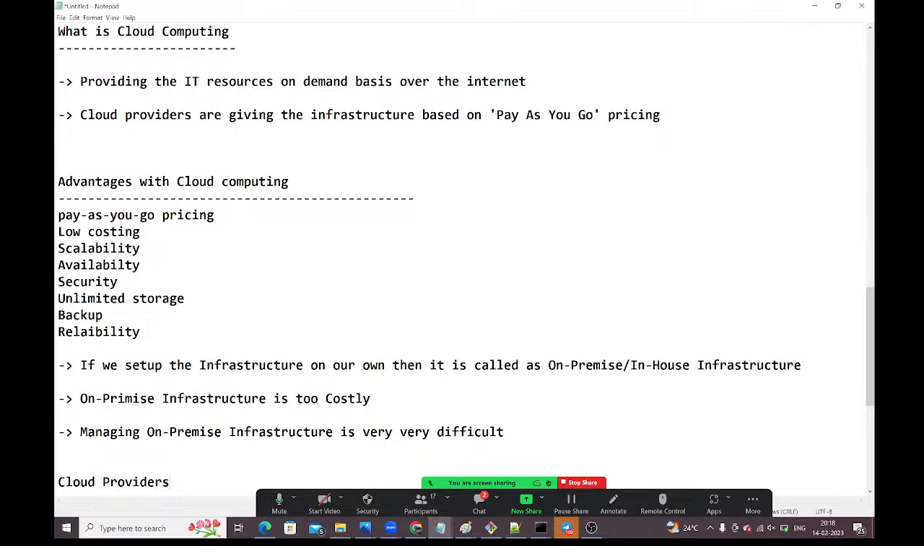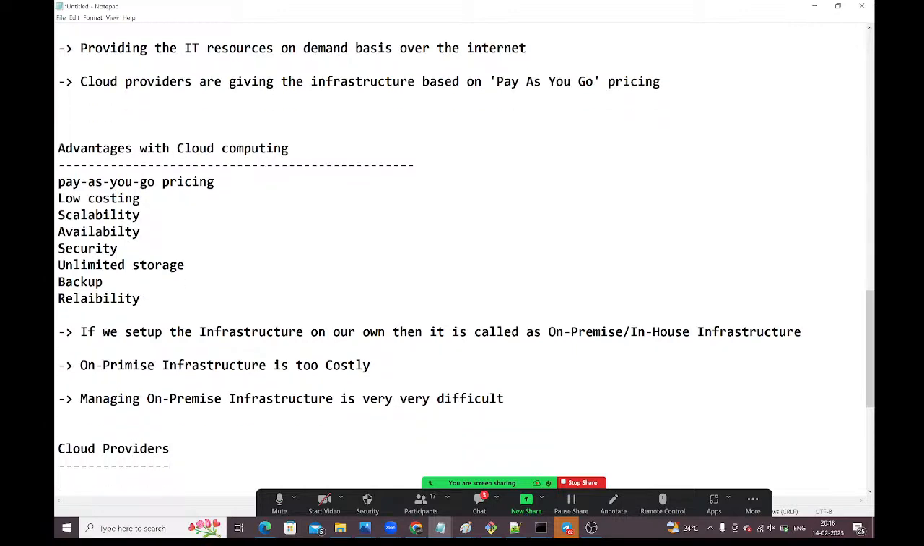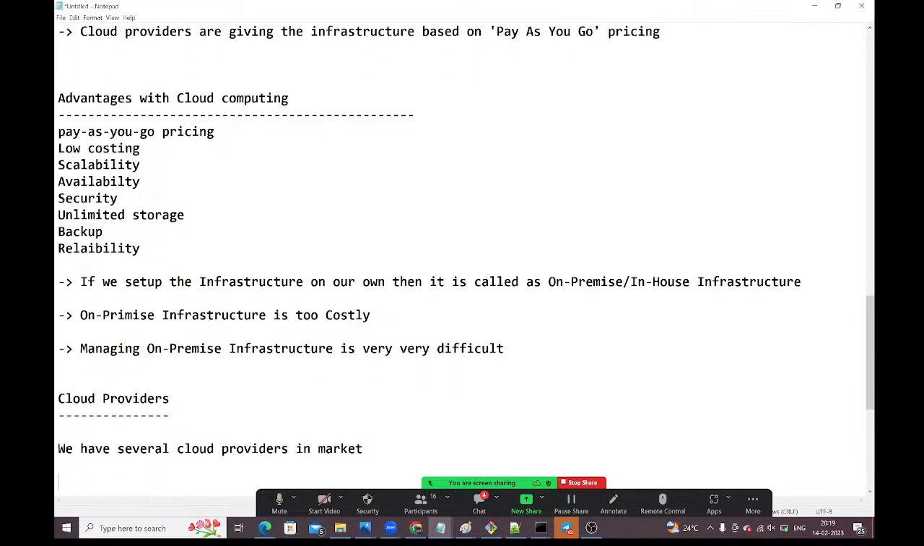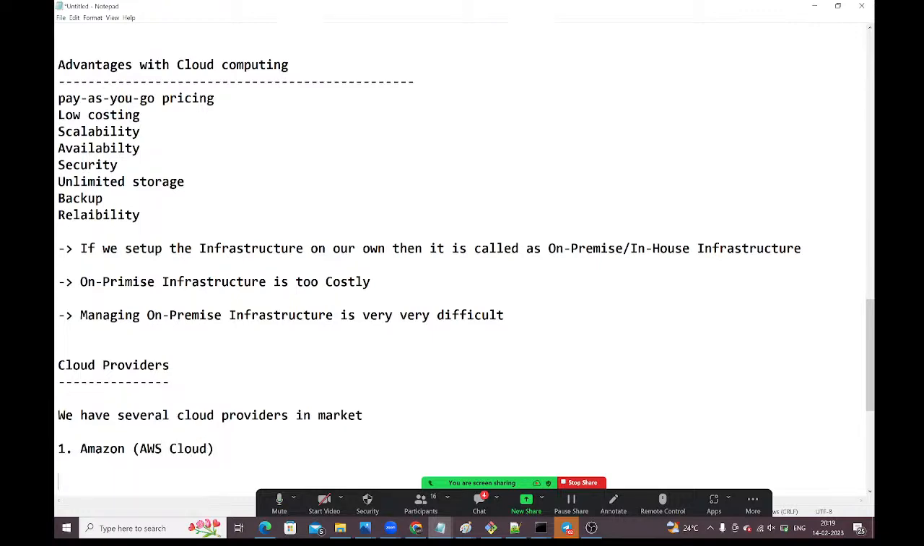Here we have several cloud providers in the market. See, guys, the first one is Amazon. Amazon is one of the cloud providers. We will call it AWS cloud, guys. The second one is Microsoft. Microsoft also provides a cloud, guys. That is Azure cloud.